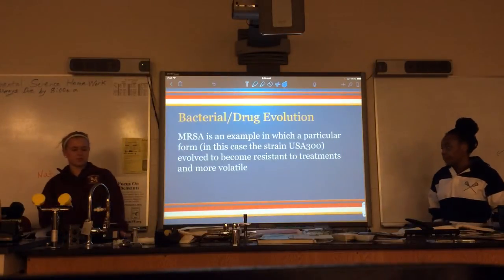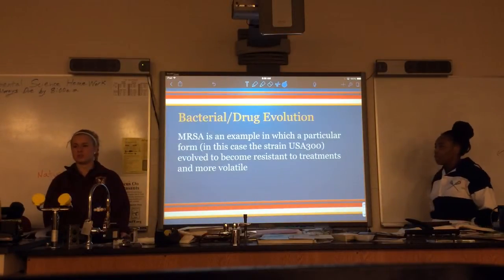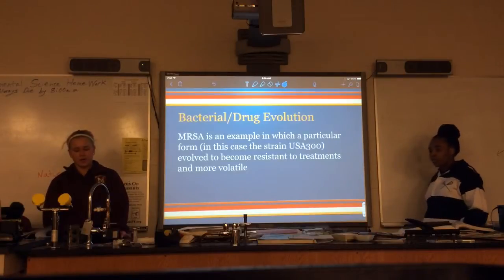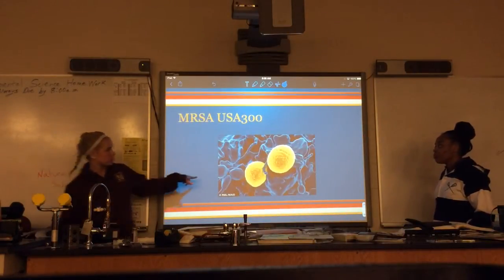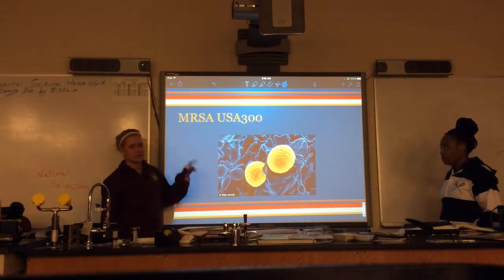MRSA is an example in which a particular form, which in this case was a strain USA 300, evolved to become resistant to treatments and more volatile. This is a picture of MRSA USA 300.